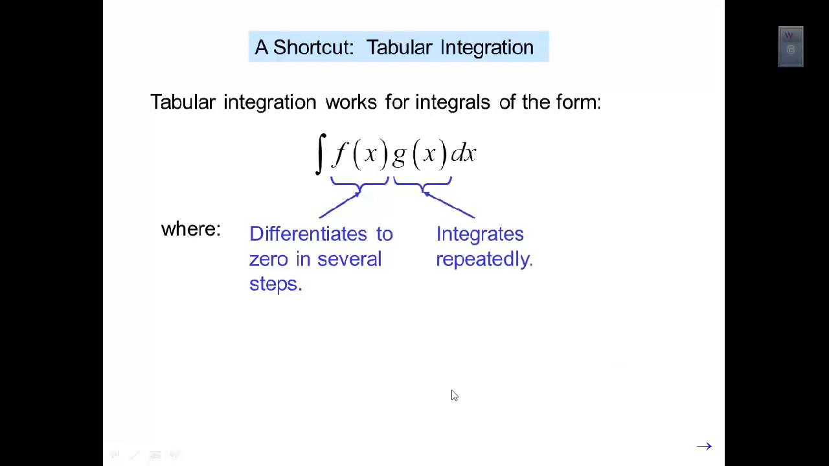repeatedly. Now, if those 2 things don't hold true, don't do integration by parts using tabular integration. Go as far as you can with integration by parts and see if there's some way you can solve for the unknown integral. If this does not differentiate to 0, you're going to have a table that goes on forever. If this one doesn't integrate repeatedly, you're going to run out of terms in that column before this one differentiates to 0. So you've got to make sure that those two things happen.